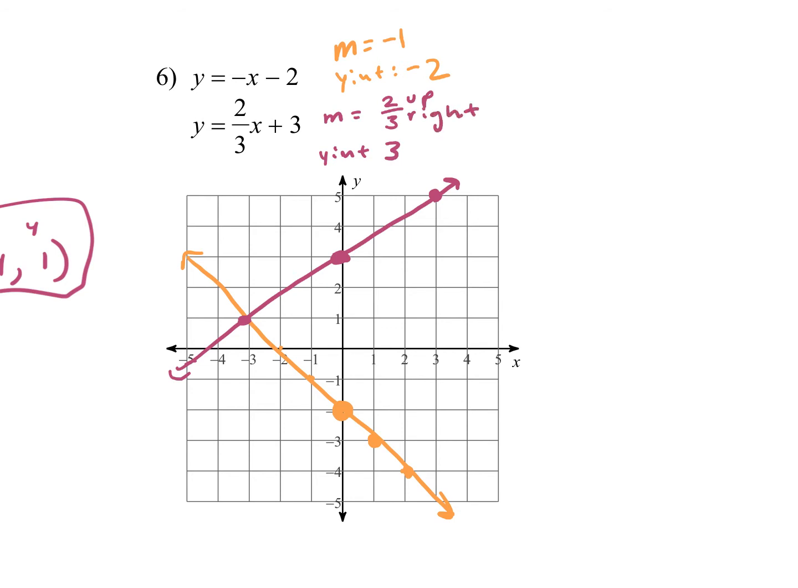Where do these two lines intersect? Awesome, negative 3, comma 1. Remember, it's your x first, then your y. So negative 3, comma 1.